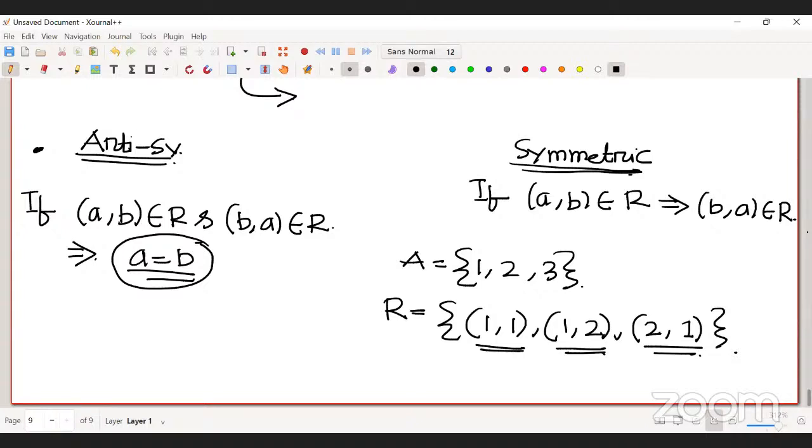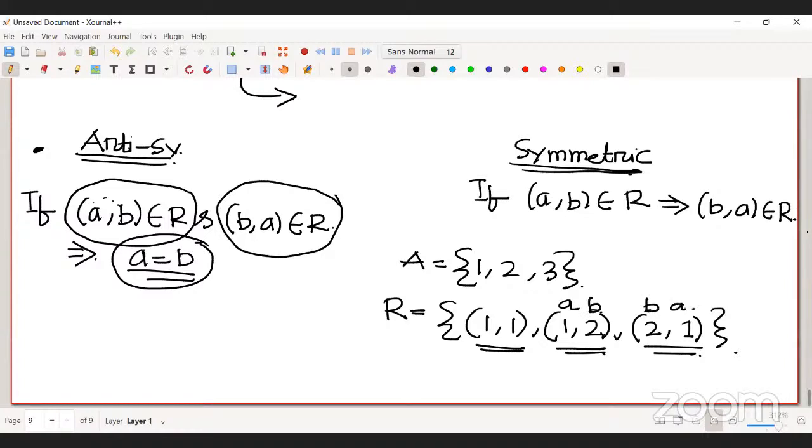No, sir. Yes, correct. The problem is here. In an anti-symmetric relation, you have to check: if A comma B is in R and B comma A is in R, this should imply that A is the same as B. Here A comma B is in R and B comma A is in R, but A is not equal to B, because A is 1 and B is 2.